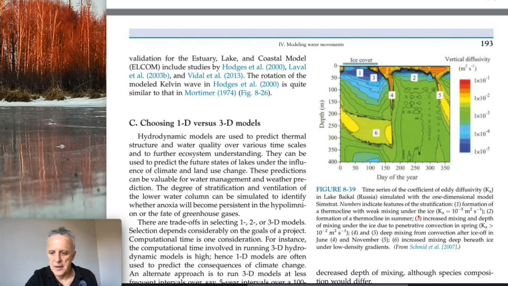With weak mixing under the ice, okay, and then this is the vertical diffusivity. So this is not temperature, right? So this is the Kz factor. So here we don't have a lot of mixing going on. So our Kz is very low. Then in 2, we have formation of a thermocline in the summer. So right here is a thermocline.